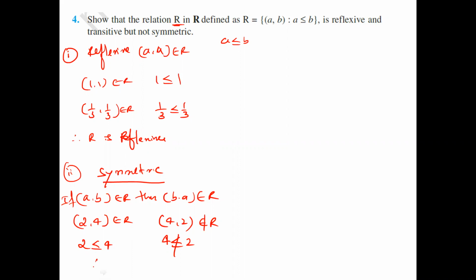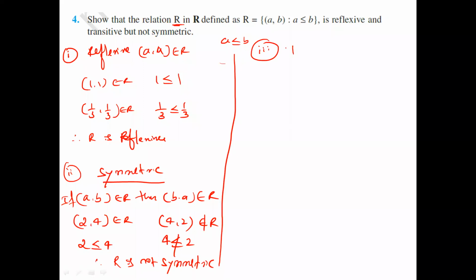Therefore, what is the conclusion here? R is not symmetric. Okay, R is not symmetric. Next one is transitive.